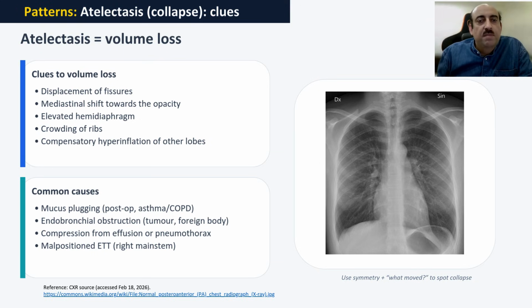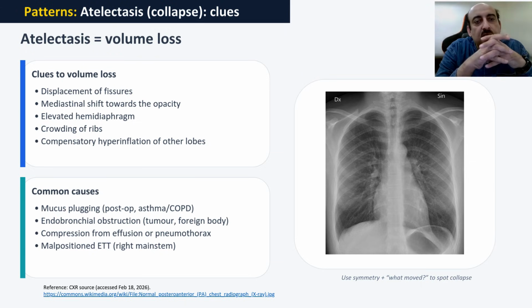The other important pattern is atelectasis or collapse. When do we consider it? Whenever the normal anatomical landmarks are distorted, for example, the fissures are displaced or there is mediastinal shift to or away from one side, or if there is elevated hemidiaphragm as we discussed before, more than the physiological cutoff, or if there is crowding of ribs on one particular side as compared to the other side. That's why comparison of both sides is so crucial.